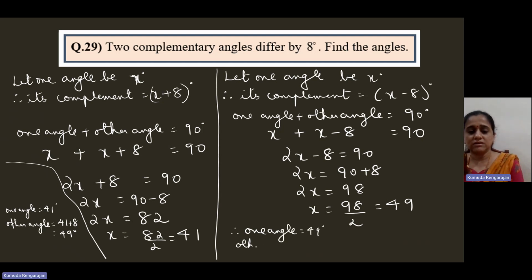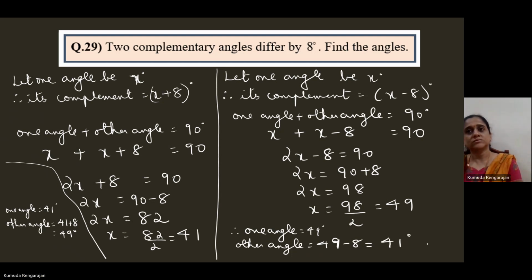The other angle is equal to 49 minus 8, because it's x minus 8. x is 49. So 49 minus 8 is 41 degrees. Okay.